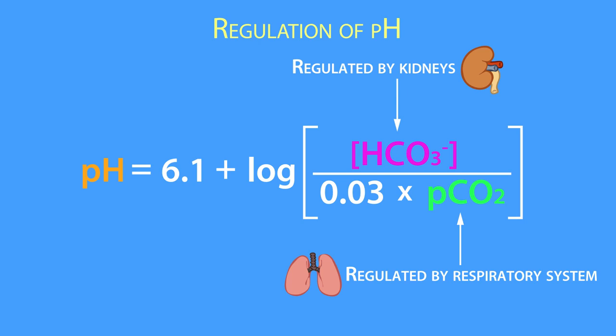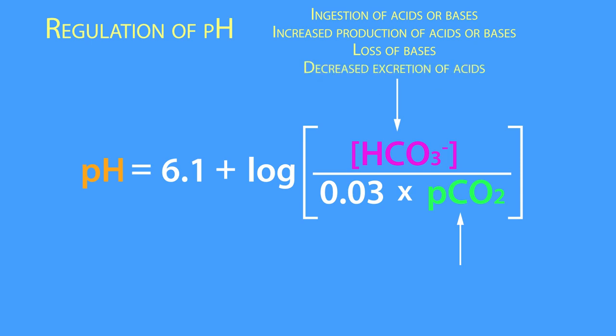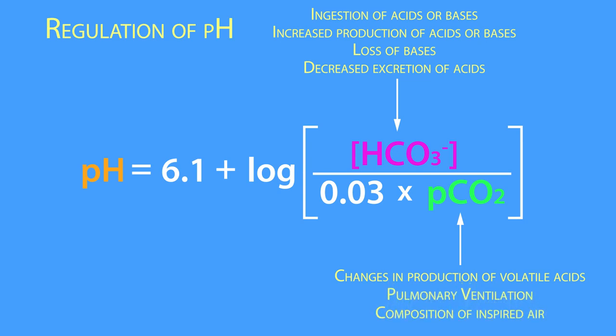For example, the bicarbonate concentration can be affected by ingestion of acids or bases, increased production of acids or bases, the increased loss of bases in the stool or urine, and the decreased excretion of acid in the urine. On the other hand, the partial pressure of CO2 is affected by changes in the production of volatile acids, pulmonary ventilation, and/or composition of the inspired air.